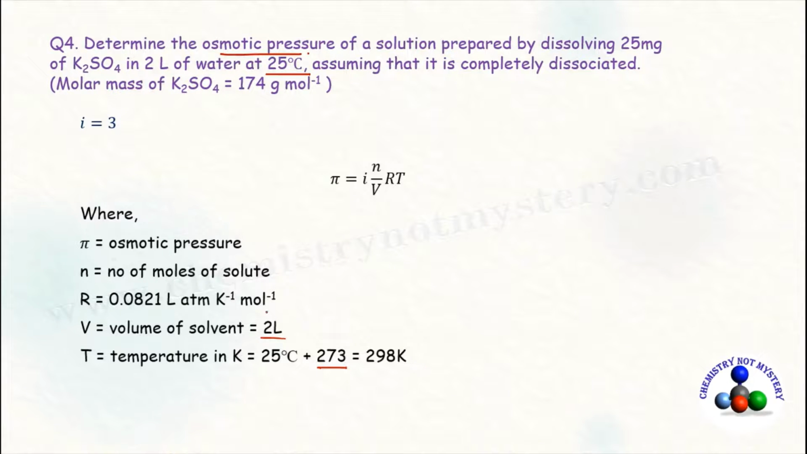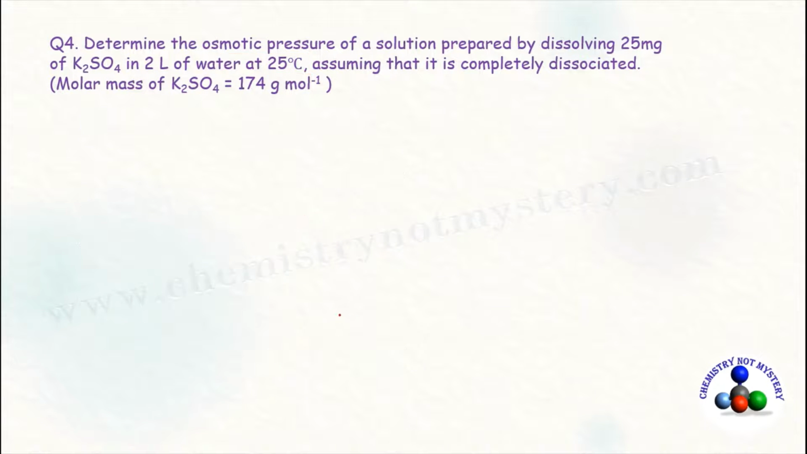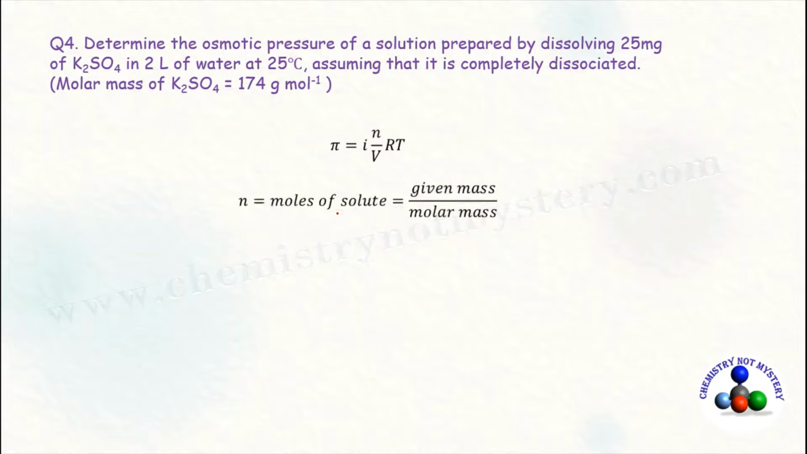So let's calculate number of moles of solute, which is not given in the question. But we can calculate number of moles of solute by using formula given mass divided by molar mass. Given mass is 25 milligram and the molar mass is 174 grams per mole.